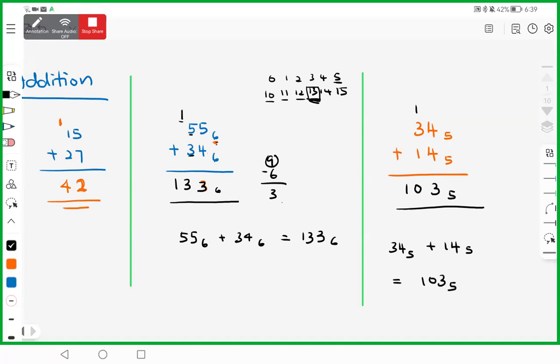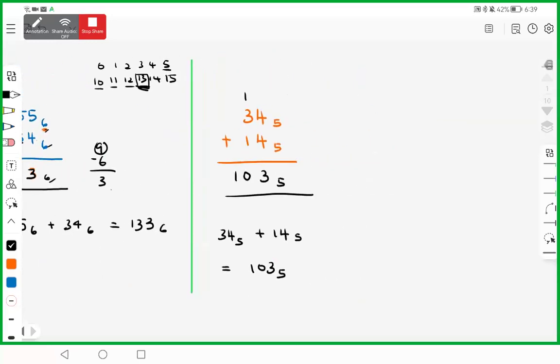Okay, so if it's not in base 10, you look at the first column here. If it's not base 10, then we have to write the base at the bottom. If it's not written, then we can understand that it is in base 10. If it's in another base, we have to write out the base, yeah?